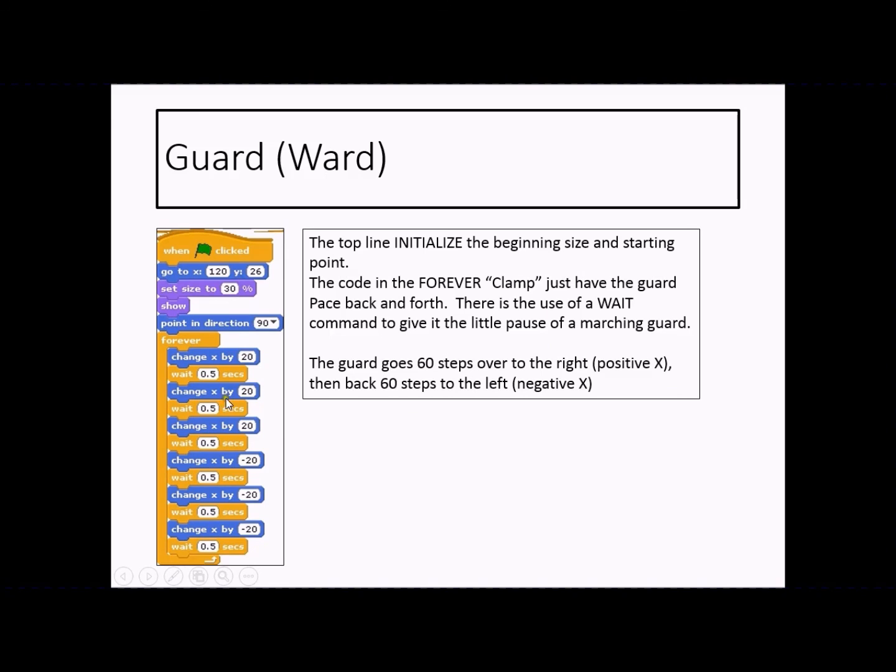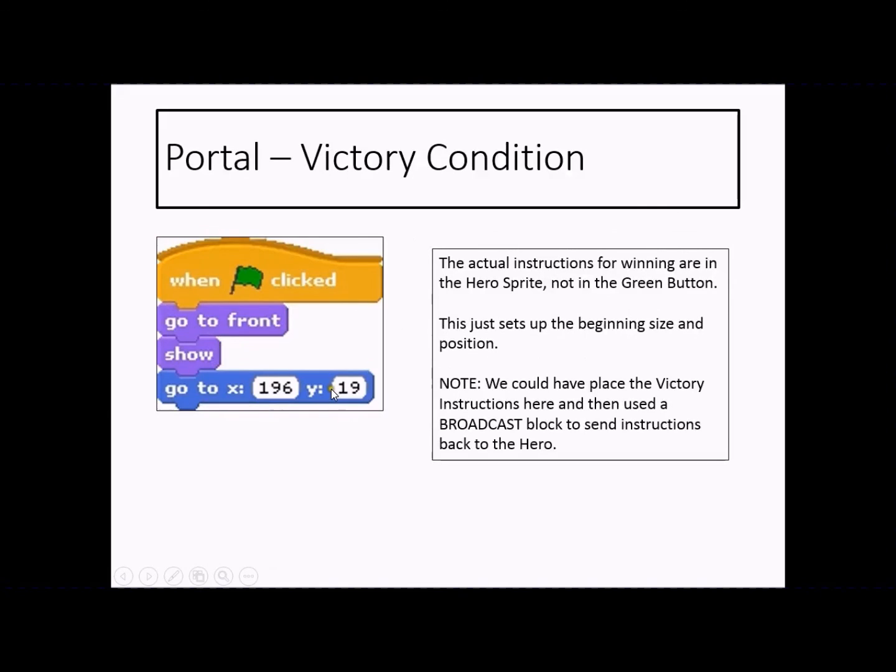And again, for the guard, it just will march back and forth on the x-axis, with a little hesitation, so it's kind of move, stop, move, stop, a little bit of a marching forward and then backwards and forward, and this will keep going forever. And again, the victory portal is just an initialization piece here, because the victory command is actually in the main character.